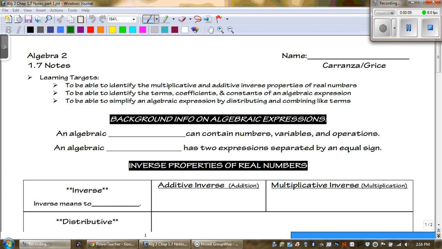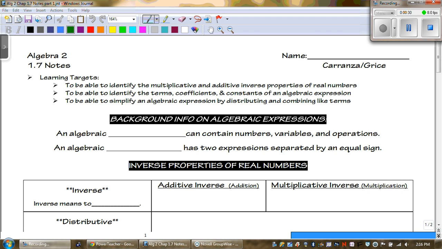Today we're going to be talking about identifying the multiplicative and additive inverse properties of real numbers, identify the terms, coefficients, and constants of an algebraic expression, and to be able to simplify an algebraic expression by distributing and combining like terms. Holy shnikes, we got a bunch of stuff to do today.